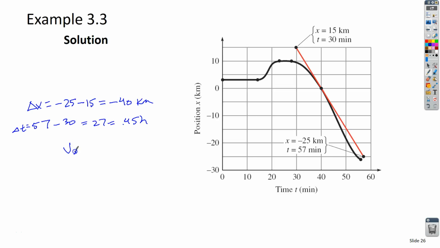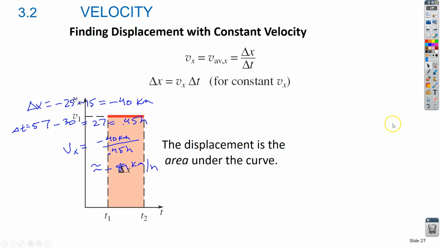Now we can find out what that instantaneous velocity is. So it'd be negative 40 kilometers all over 0.45 hours. And we end up with approximately somewhere around negative 89 kilometers per hour. And so that's what that instantaneous speed, or instantaneous velocity, would be right at that point.